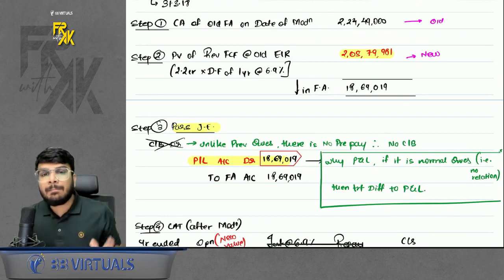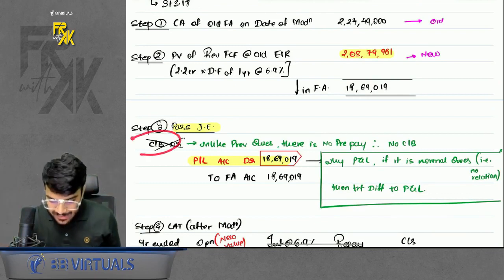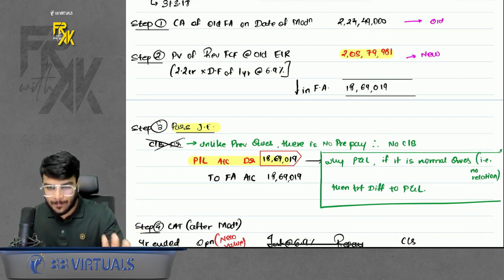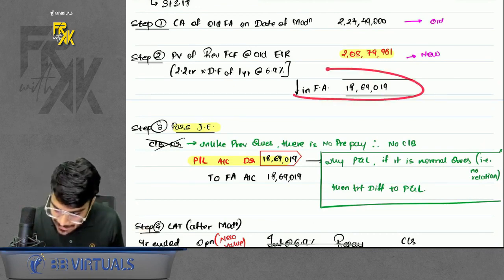Here there is no prepayment, unlike the previous question. So you will not say any cash bank. In the previous question there was some prepayment which you were receiving, so we said cash bank. Here there is no prepayment, so directly pass the entry for reduction.